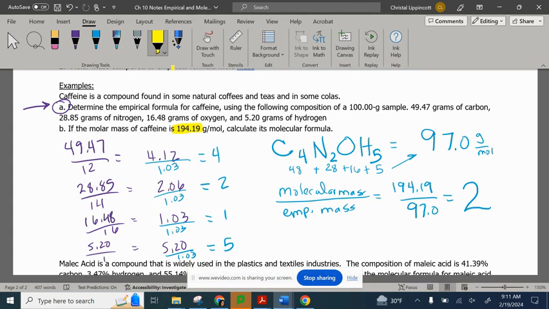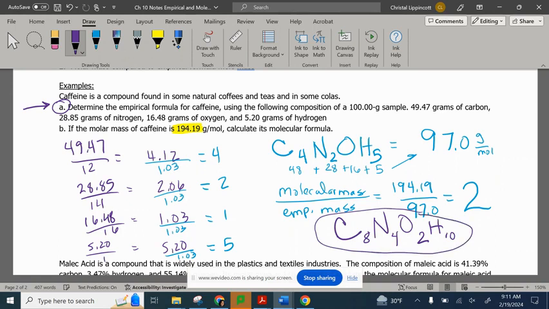Then you multiply the subscripts by that 2 to get the molecular formula. Ugh, keep stumbling over that. So C, 4 times 2 is 8. N, 2 times 2 is 4. O, 1 times 2 is 2. H, 5 times 2 is 10. And this is the molecular formula then for caffeine.